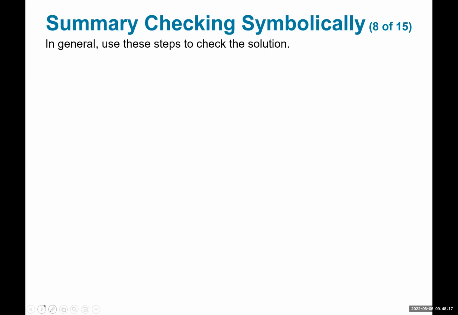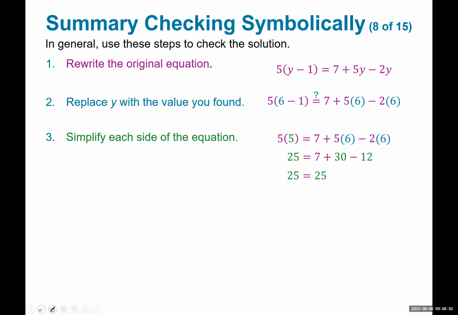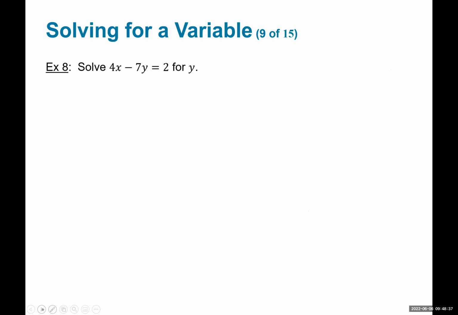In general, after you're done with that, you have to check your work. So this is how you check your work. Rewrite the original equation, replace that variable with the value that you found, and see if it's true. See if they hold true. If you get that same number on both sides, then yes, that is a solution. That means your solution checks out.